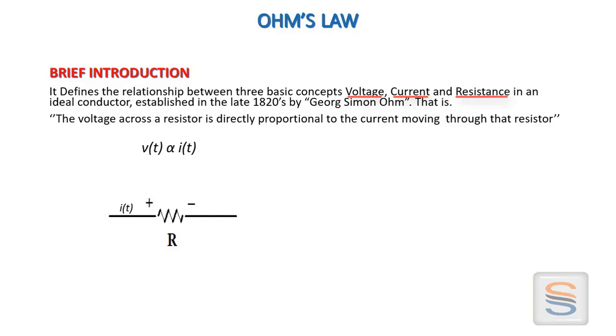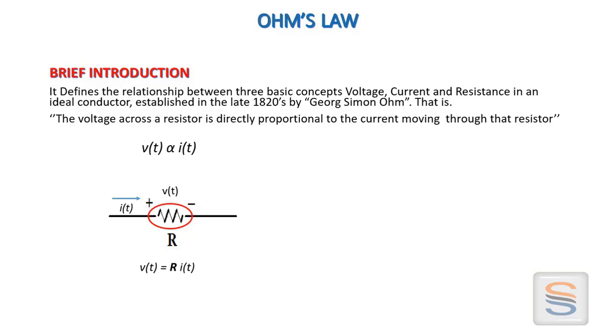We can explain it as we have an ideal conductor whose resistance is R. If current I passes through that resistor or that conductor, then it drops the voltage V across the resistor. The above relationship may be written as V is equal to R times I. Here R is called the proportionality constant, the resistance.